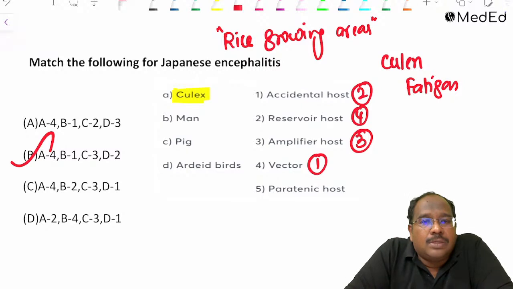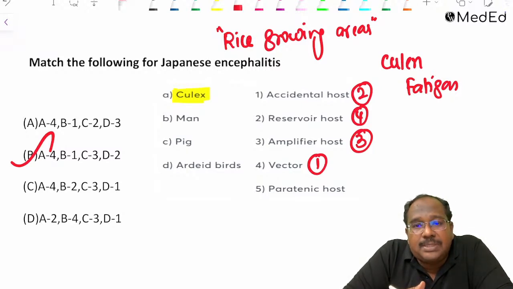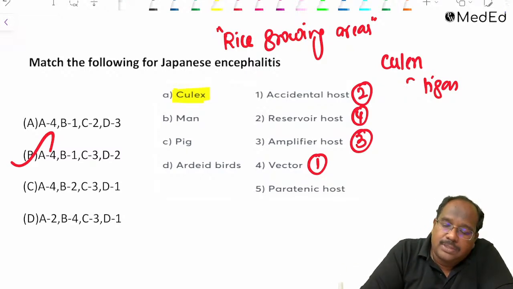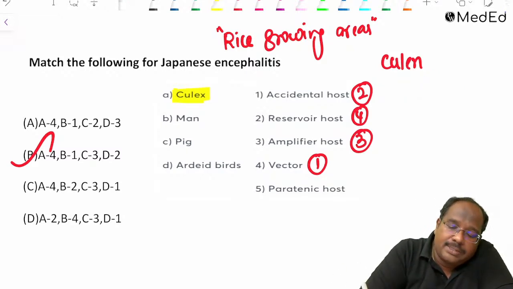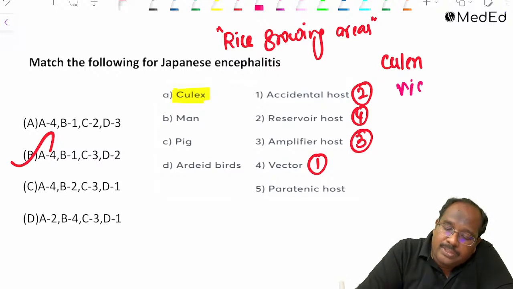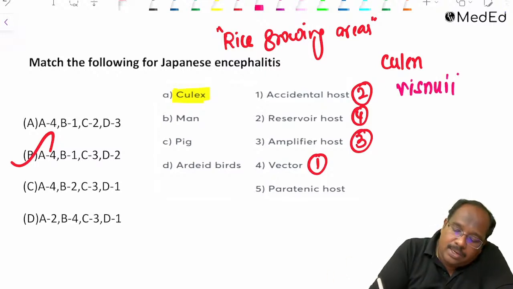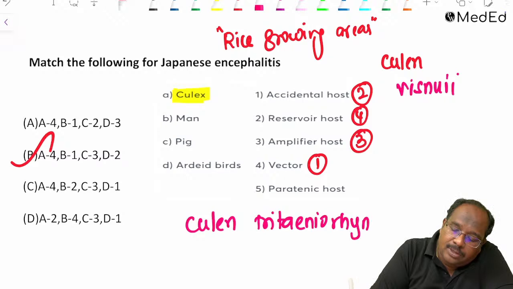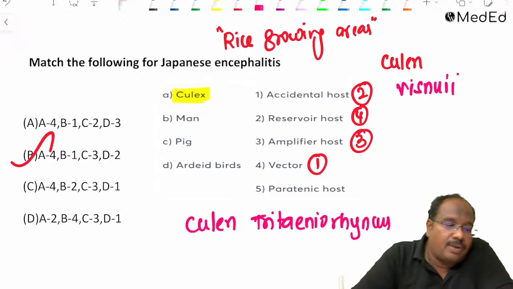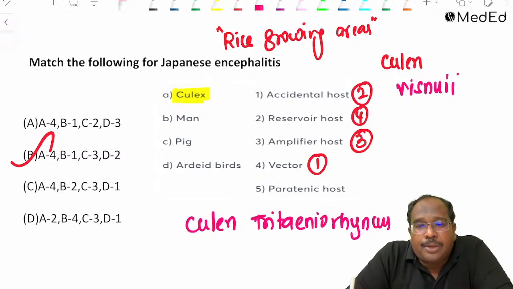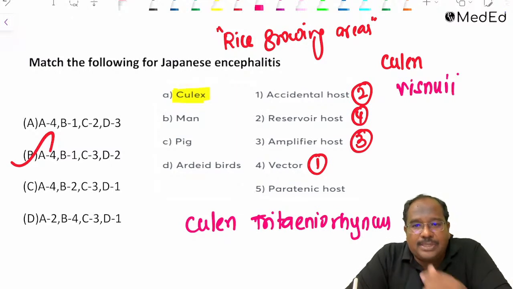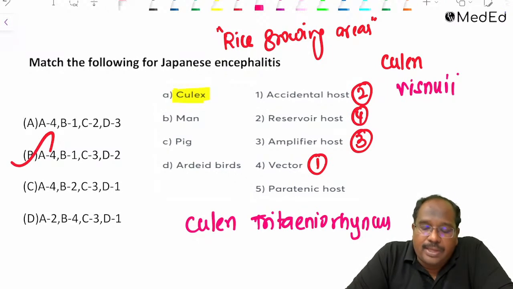Japanese encephalitis is usually common in rice growing areas. It's not Culex fatigans. Culex vishnui is the vector in North India, and Culex tritaeniorhynchus transmits it in South India. So in Japanese encephalitis, rice growing areas, it is common.